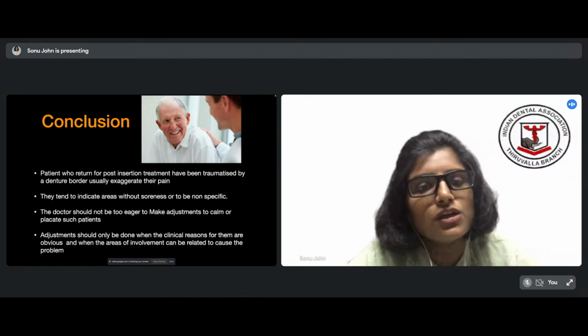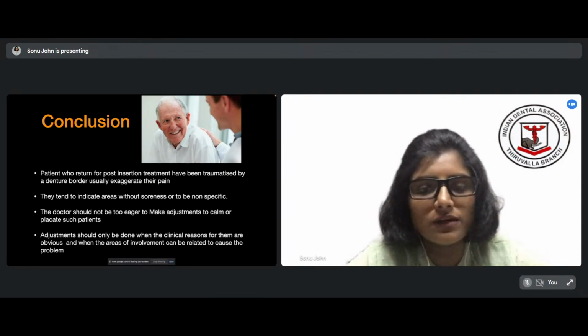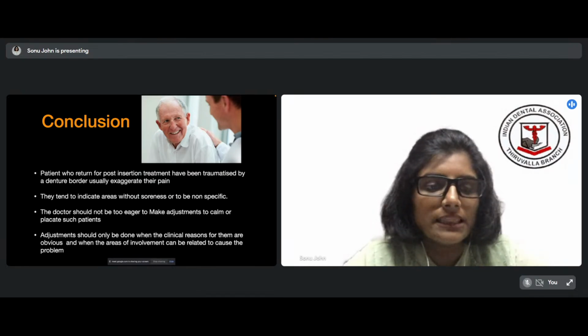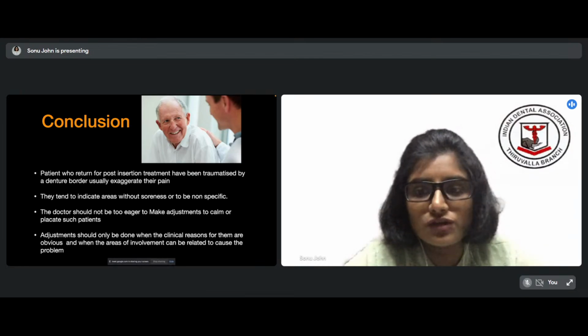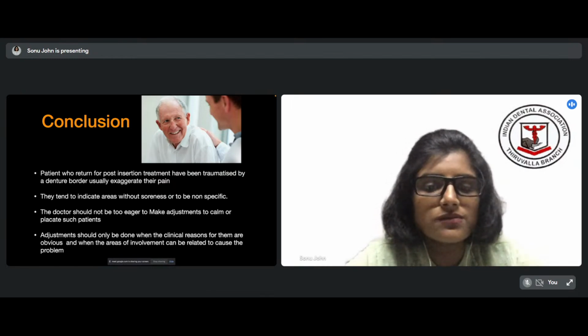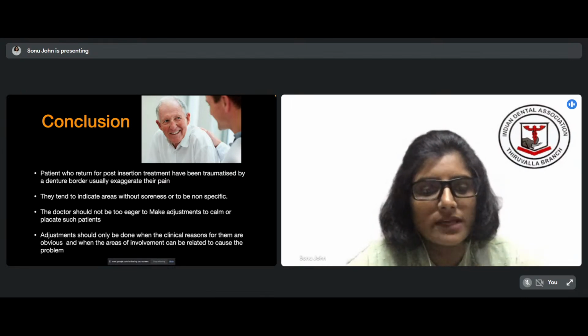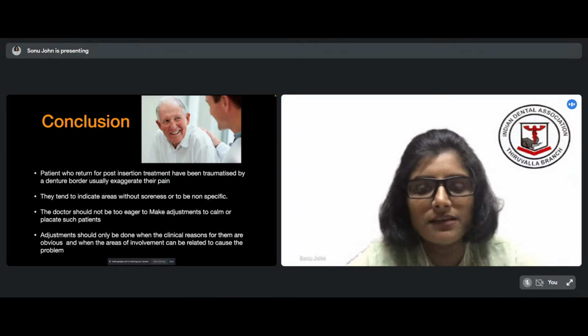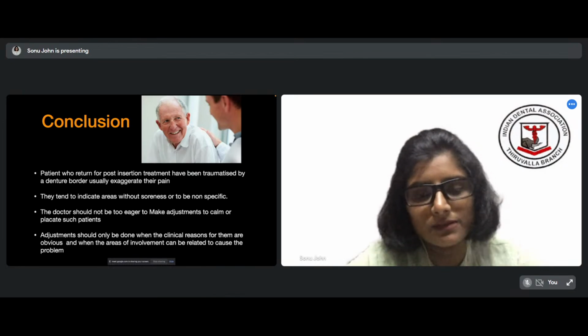Concluding today's topic, a patient who returns for post insertion treatment has generally been traumatized by a denture border, which usually exaggerates their pain. They tend to indicate areas without soreness, or it could be a non specific reason as well. We as doctors shouldn't be too eager to make adjustments or to placate such patients. Adjustments should only be done in the denture when your clinical reasons for them are very evident and the areas of involvement can be related to the cause of the problem.